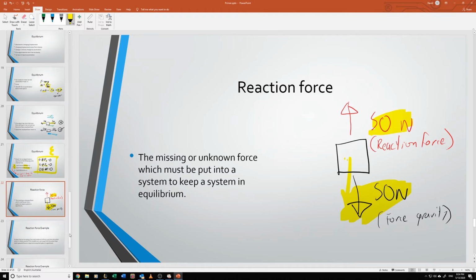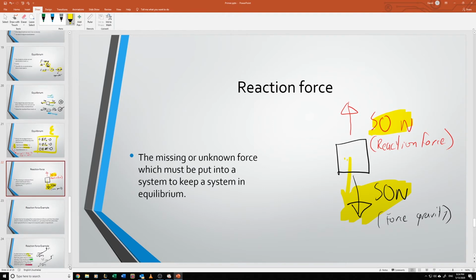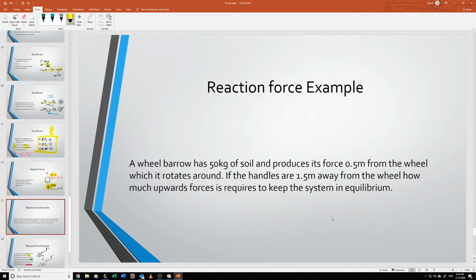Let's do our reaction force example. We have a wheelbarrow. It has 50 kilograms of soil and produces its force 0.5 meters from the wheel, which it rotates around. If the handles are 1.5 meters away from the wheel, how much upwards force is required to keep the system in equilibrium?